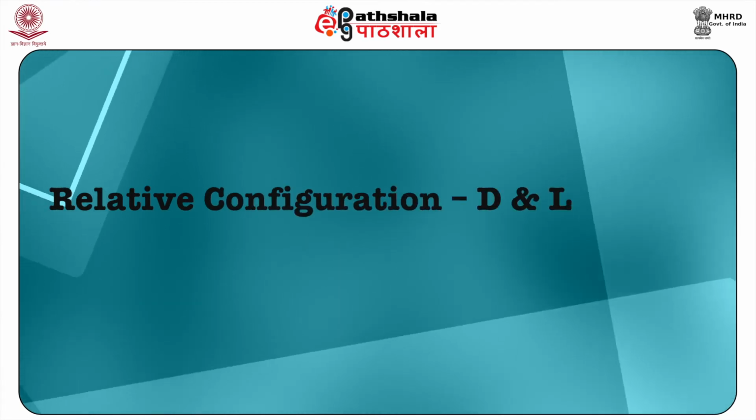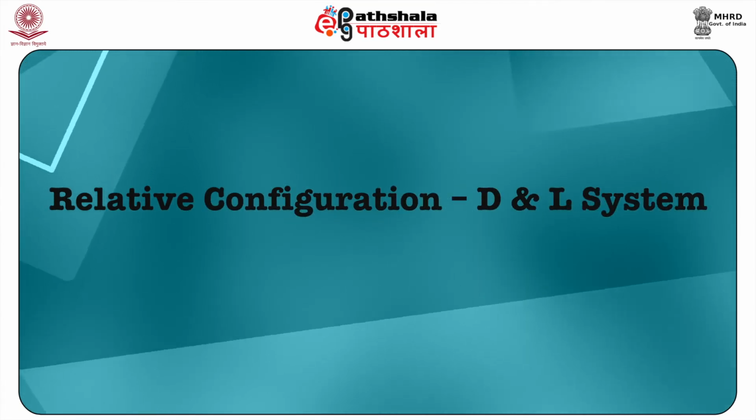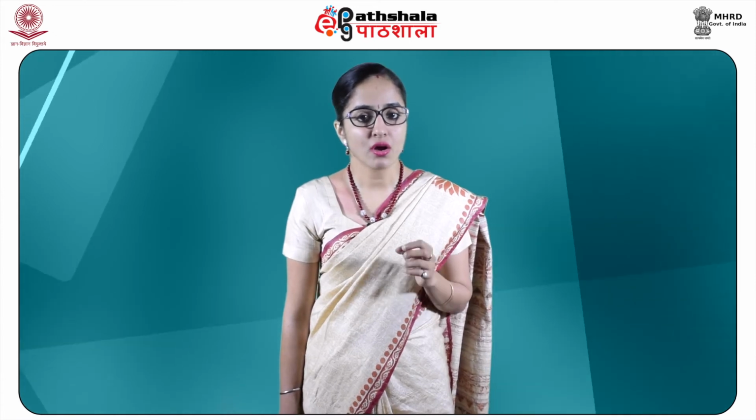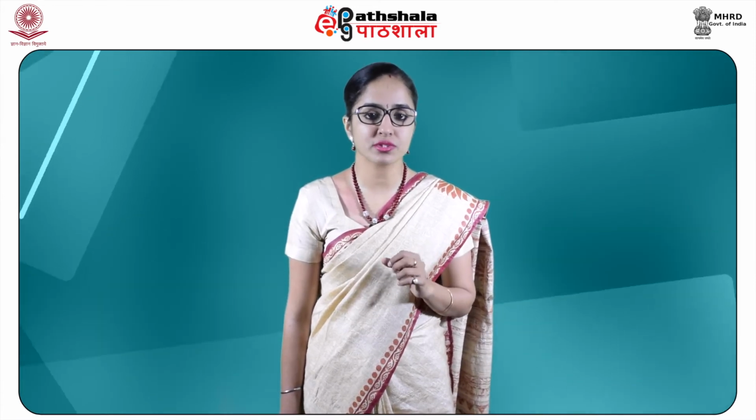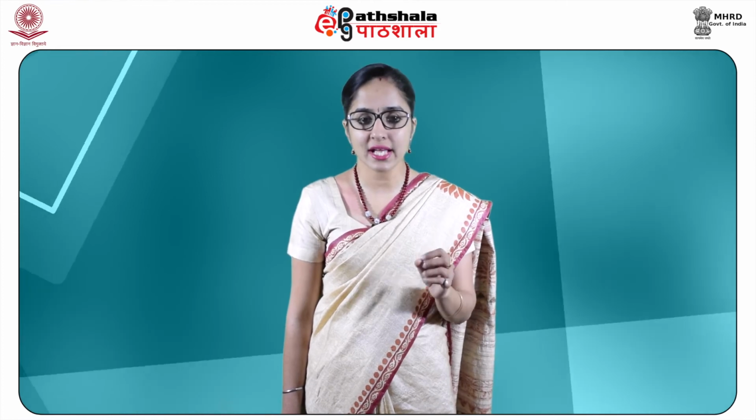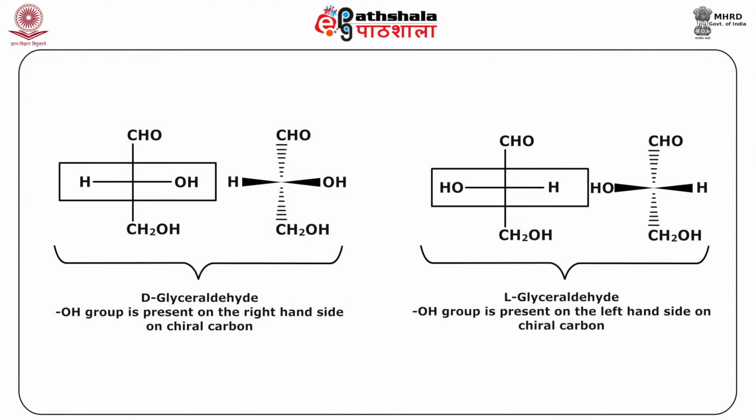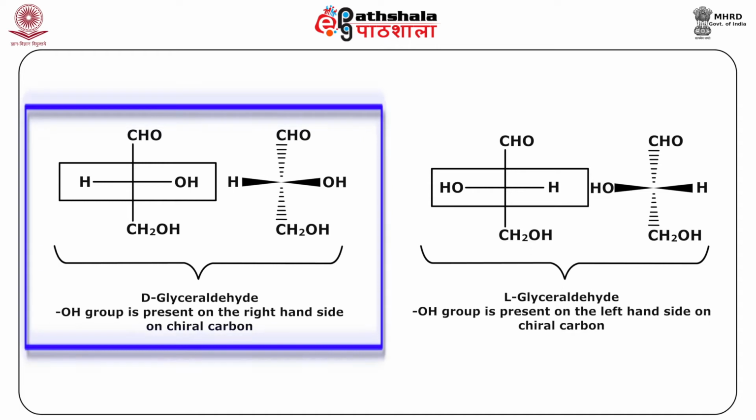Relative configurations are the D and L systems. In carbohydrate chemistry, configuration is assigned to various monosaccharides with respect to glyceraldehyde as the base molecule, since they can be synthesized from one of the enantiomeric forms of glyceraldehyde by a complex series of reactions. If in the Fischer projection of glyceraldehyde the hydroxyl group is on the right-hand side, it is assigned the capital D configuration.